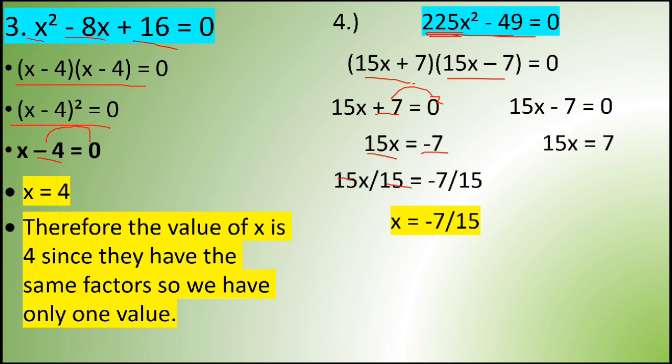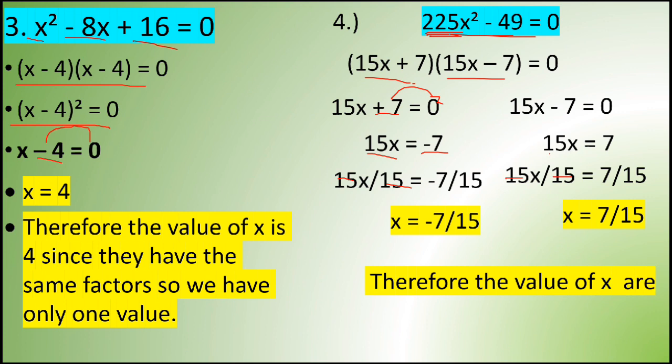Ganon din ang gagawin natin sa isa. So, i-divide natin both sides by the number beside the variable x, which is 15. So, 15x all over 15 is equal to 7 over 15. Cancel na si 15 and 15. Then, x1 is equal to 7 over 15. Therefore, the values of x are negative 7 over 15 and 7 over 15.